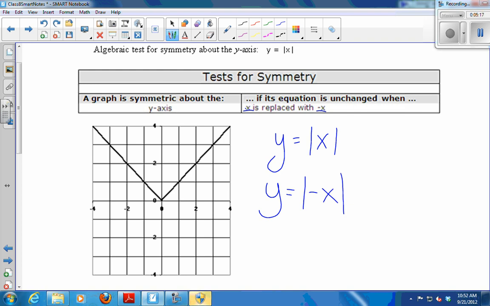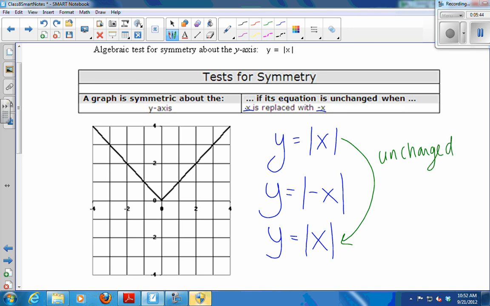Now, what is true about the absolute value of x and the absolute value of negative x? They're the same, yeah. The absolute value of 3 and the absolute value of negative 3 are the same value. So when I take the absolute value of negative x, that is the absolute value of x. So you can see that the equation remained unchanged. The original is not different from the equation when I replace the x with a negative x. So I have y-axis symmetry. When the equation remains unchanged, you have that kind of symmetry.